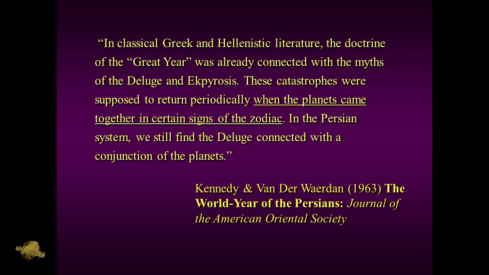These catastrophes were supposed to return periodically when the planets came together in certain signs of the zodiac. In the Persian tradition, we still find the deluge connected with a conjunction of the planets. Now, this is a very important clue as to the inherent predictability, if there is such a thing, within this system.